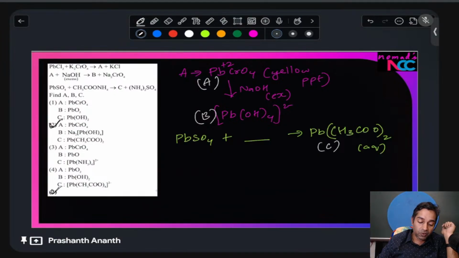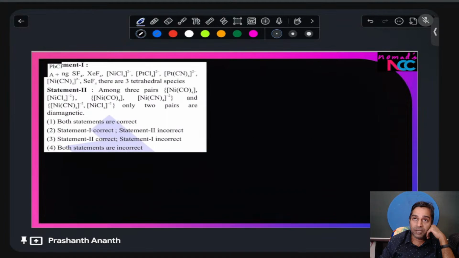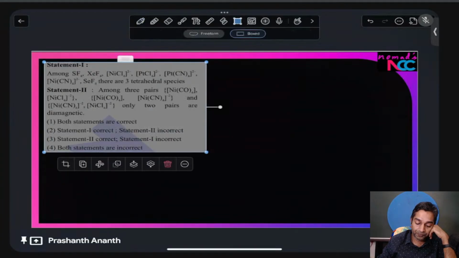The next question is this one. Among the following compounds, there are 3 tetrahedral species. This is statement 1 and this is statement 2. So it's an assertion reasoning type of question. Not exactly assertion reasoning. Statement 1, statement 2, where they're asking which ones are correct based on that. Among these, there are 3 tetrahedral species. Let's quickly have a look at the compounds and see what exactly the 3 tetrahedral species are.